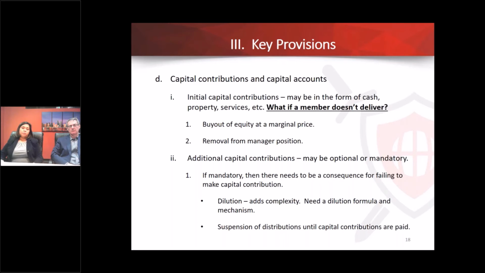So we like to see, especially if somebody is going to be contributing services as their initial capital contribution, some specific benchmarks in the operating agreement that would trigger a default and buyout rights if they're not met. Whether or not that's going to carry at the end of the day, you could end up in litigation anyway, but at least you're laying a pretty good foundation to recover the interest, so long as the operating agreement is clear as to what's required and when a default occurs.